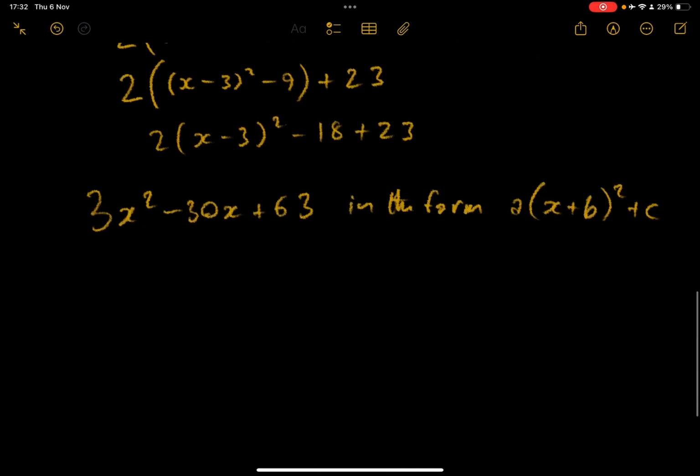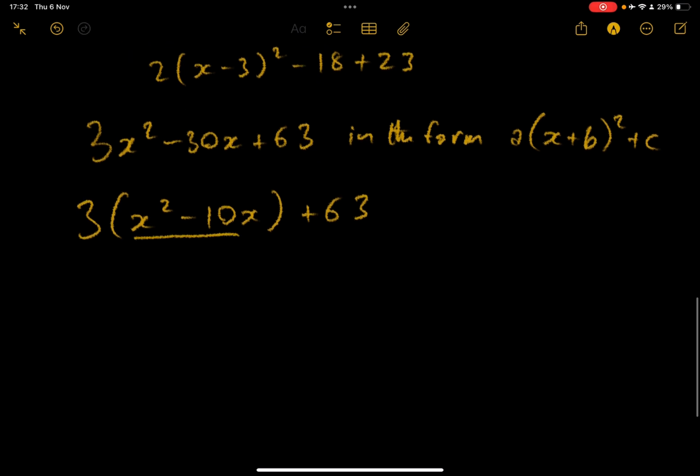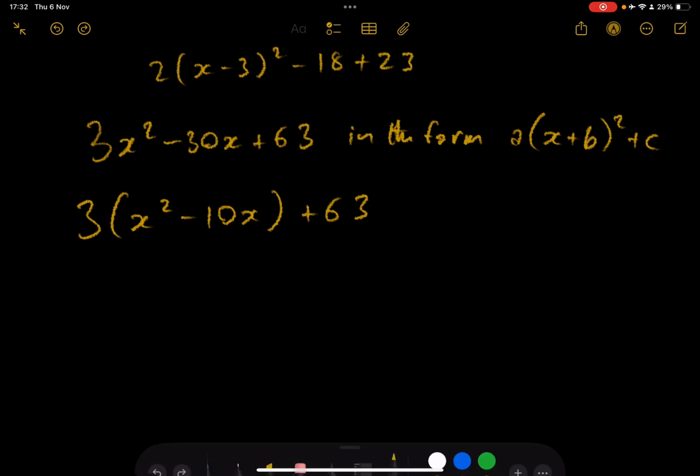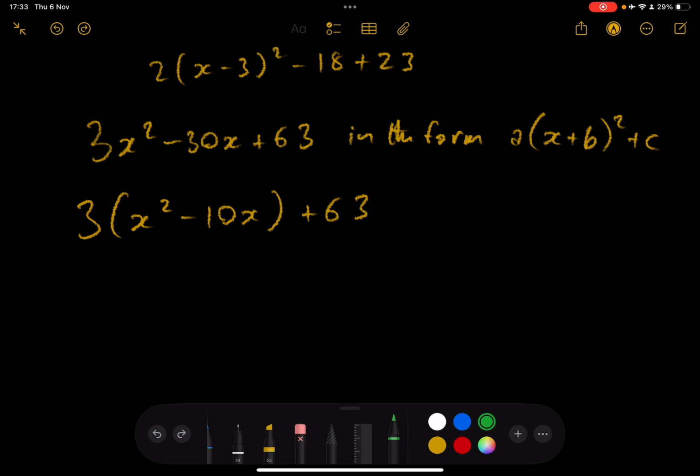Another example here. This time we're factoring the 3 out. So 3 brackets x squared minus 10x plus 63. So then again, we just complete the square for this in here. Now what you might decide to do is just grab this and do it separately, because maybe you find there's a bit too much going on. So I'm going to do that over here. I'm going to change color as well, because why not? So x squared minus 10x. If I complete the square for that, what I have is x minus 5 squared minus 25.